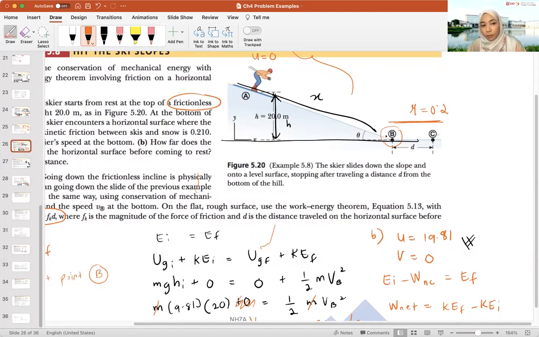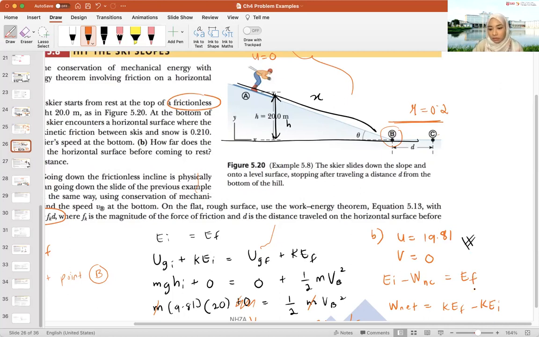And then this velocity at point B now becomes our initial velocity, and we have friction going on. So we use this equation EI minus WNC because we have friction. So there is work done to overcome non-conservative forces, and this is equal to EF. However, since we are on this horizontal surface, there is no H involved, there is no elastic potential spring involved. So we know that there is only a change in velocity. So we can use the work energy theorem. In this case, it is KE initial minus WNC equals KE final.